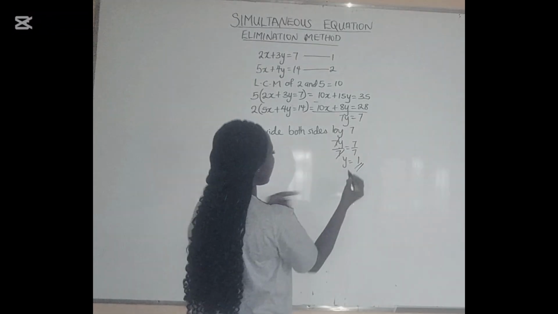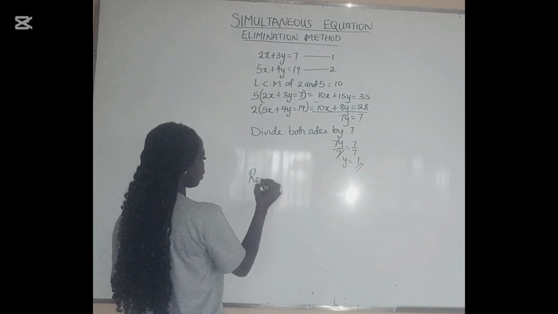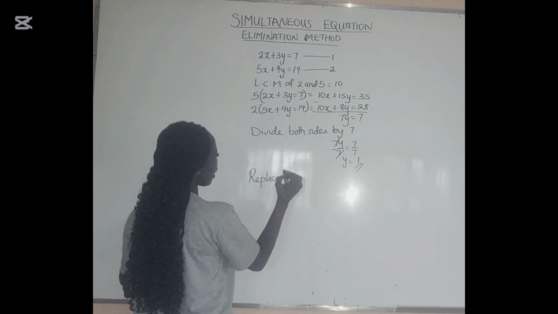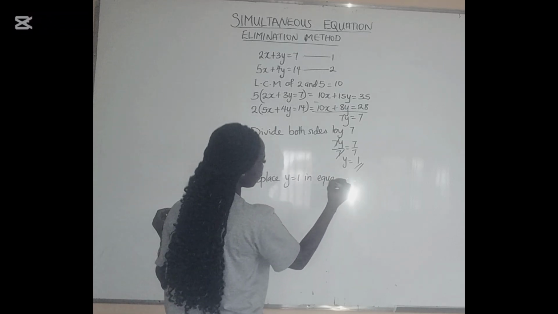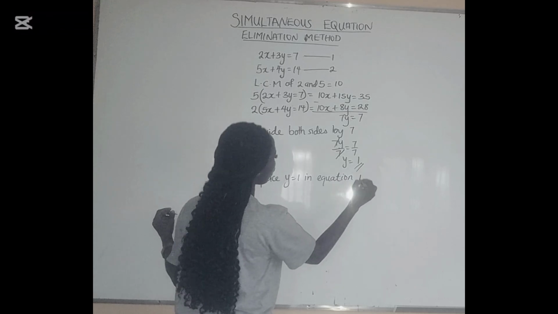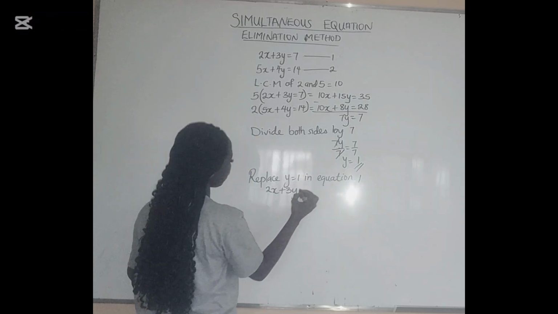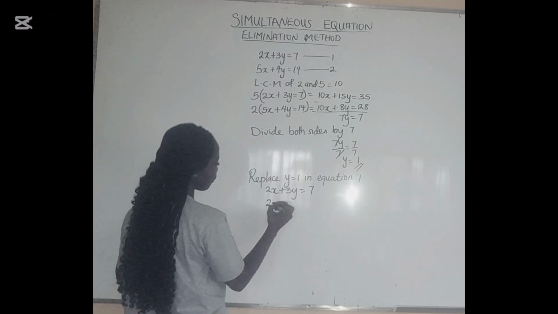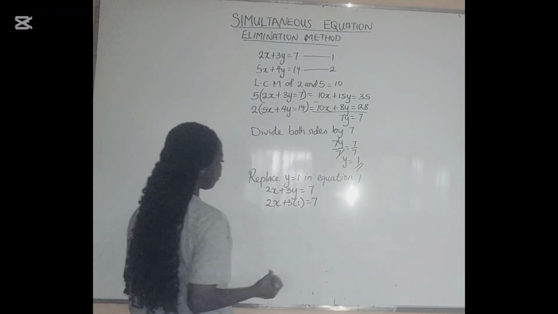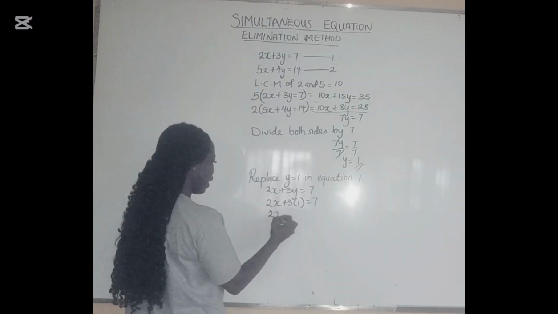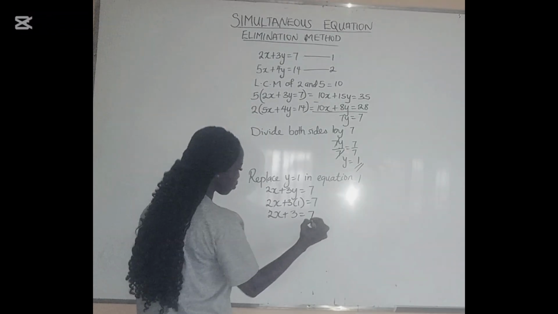Now I'm going to replace this into any of the equations. So let me replace it into equation 1. So we have replaced y equals 1 in equation 1. So we have 2x plus 3y equal to 7. So we have 2x plus 3 times 1, which is 3, equal to 7.